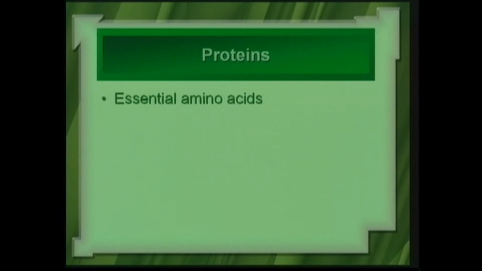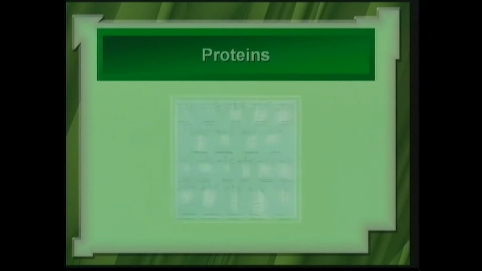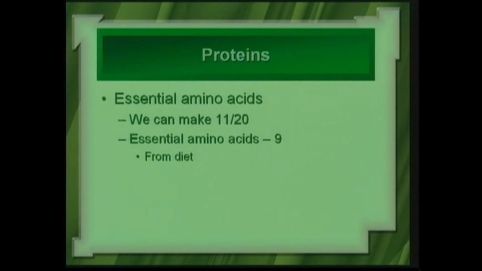Now, what we call essential amino acids. In our bodies, we can actually make 11 out of the 20 basic amino acids. We can make 11 out of the 20, so therefore, we have 9 essential amino acids. So what does essential mean? It means that you actually need them in your diet. Here again, we see these amino acids. So we need to get these essential amino acids from our diet.